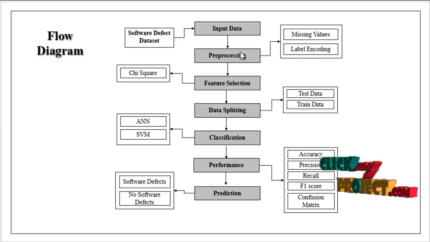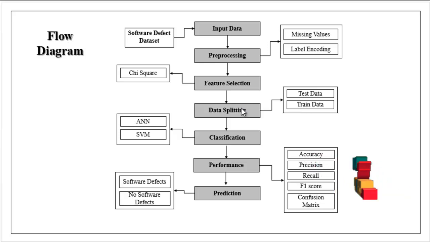So the pre-processed data is carried to the feature selection technique. In this technique, we implemented chi-square. With the help of that, we can select the best features from the pre-processed data. The feature-selected data is carried to the data splitting module. Here we split the whole data into test and train. Test is for prediction and train is used for evaluation.